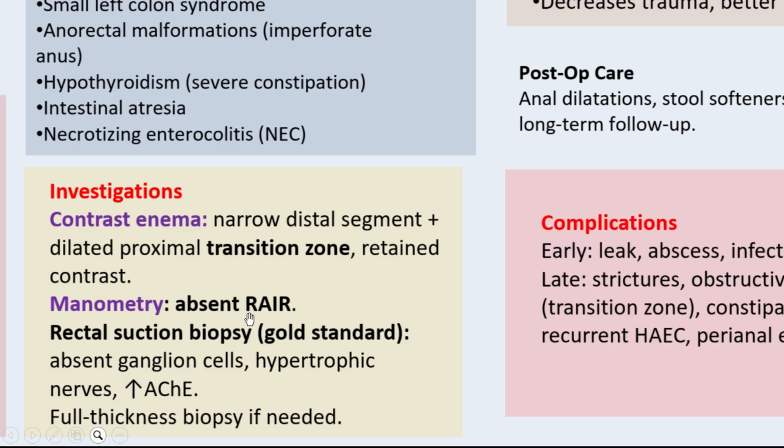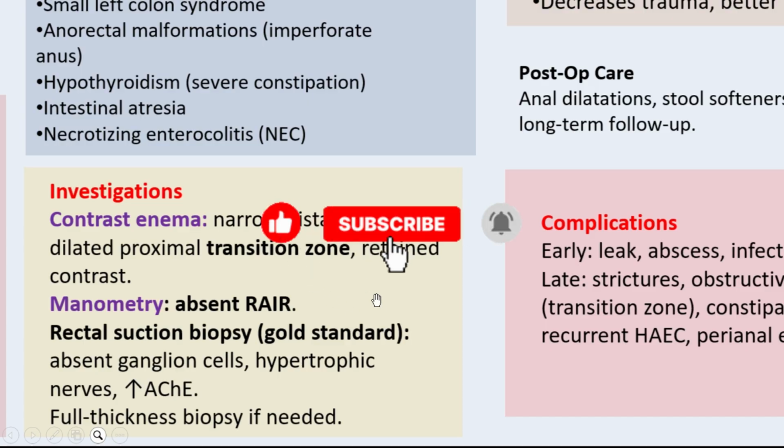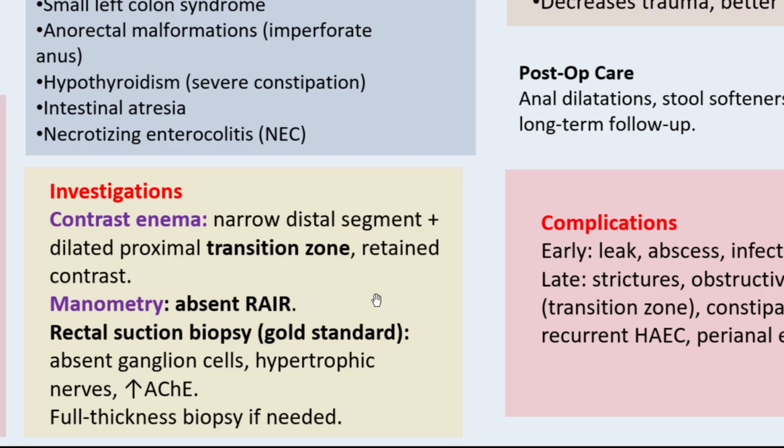Then when we do manometry, where we measure the tone of the sphincter, we shall find that we have an absent rectoanal inhibitory reflex, and this one is a transient involuntary relaxation of the anal sphincter in response to rectal distension. So when you're doing this, and we have distension of the rectum, we expect that the anal sphincter is going to relax, but in these children, it does not happen.